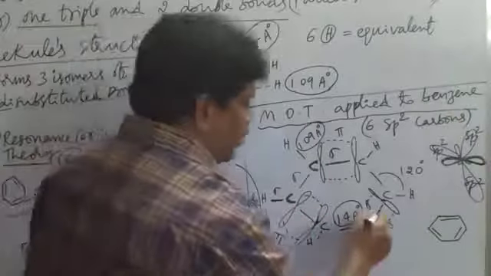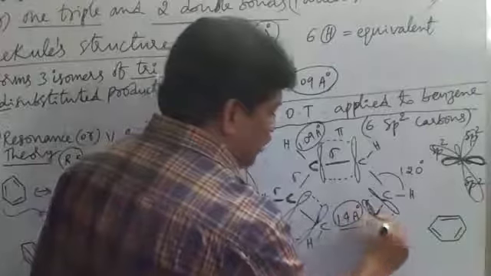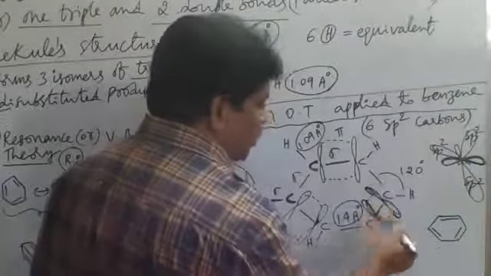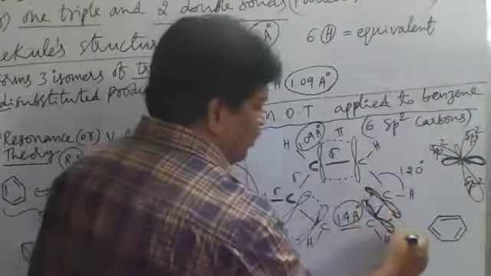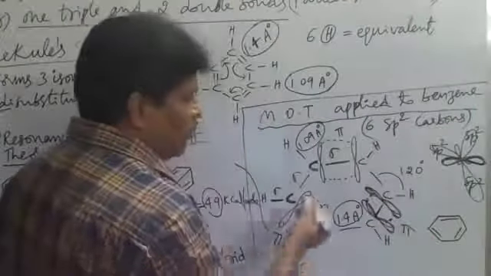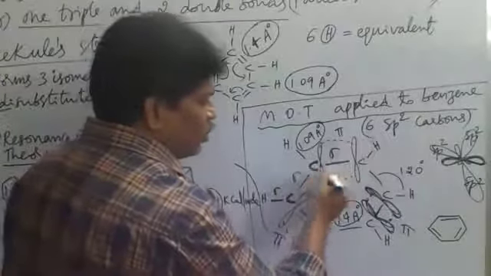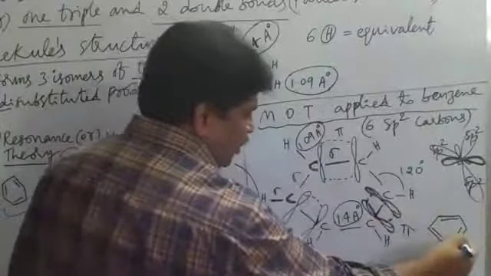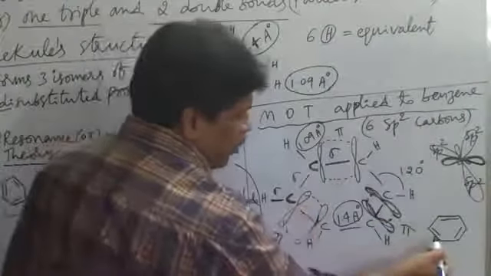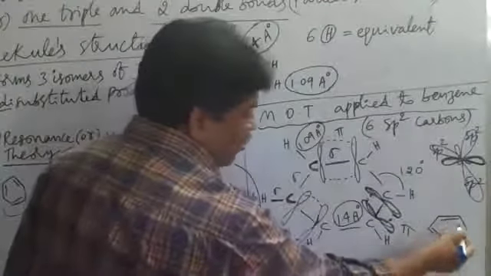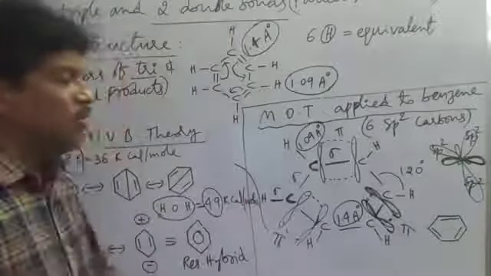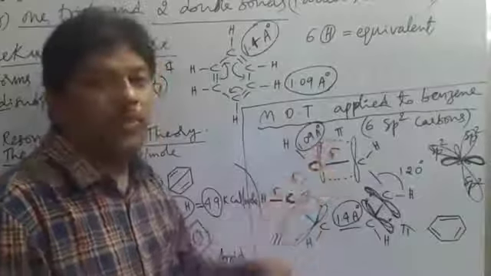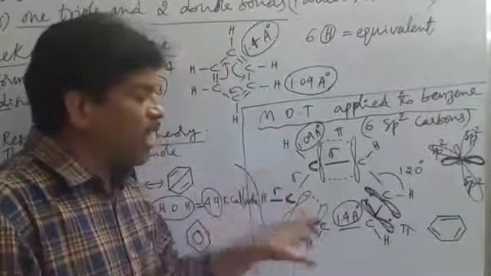Here between this dumbbell-shaped p orbital and this p orbital also, one pi bond is formed. So like this, here one pi bond is formed, here one pi bond, here one pi bond. Between these two carbons, one pi bond; between these two carbons, one pi bond; between these two carbons, one pi bond. So in this way, 3 pi bonds are developed here. These 3 pi bonds are formed due to p-p overlapping.